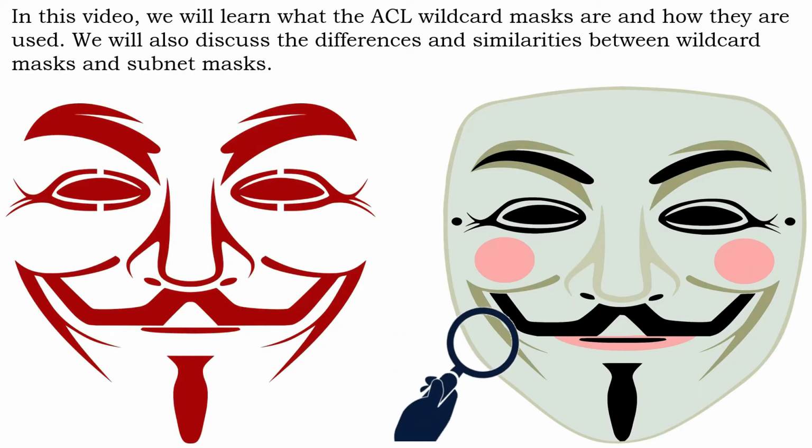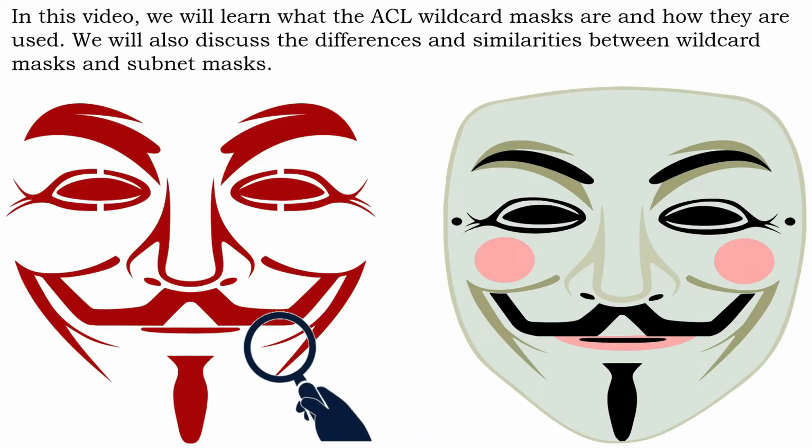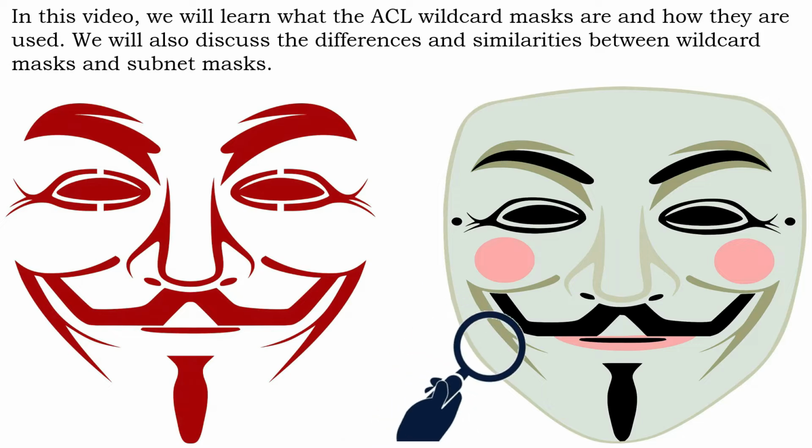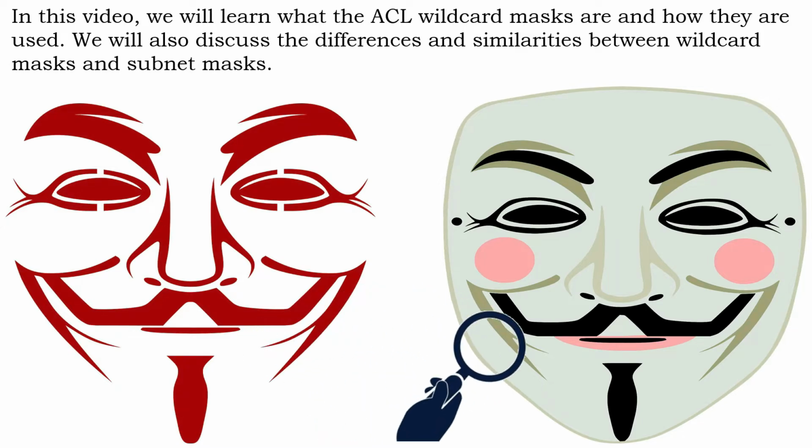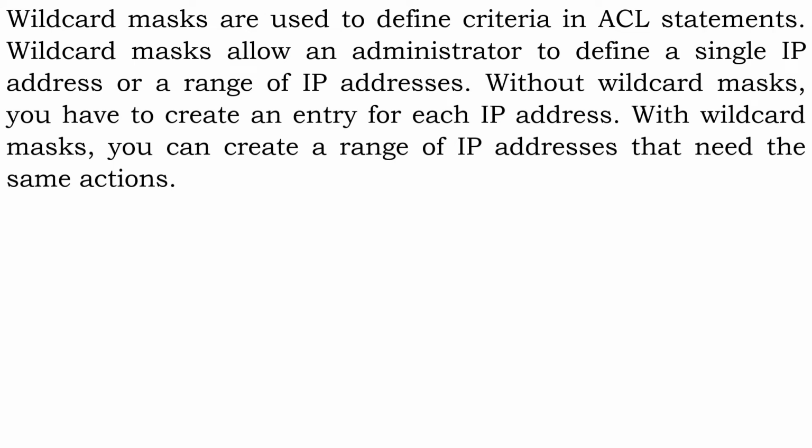In this video, we will learn what the ACL wildcard masks are and how they are used. We will also discuss the differences and similarities between wildcard masks and subnet masks. Wildcard masks are used to define criteria in ACL statements. Wildcard masks allow an administrator to define a single IP address or a range of IP addresses.